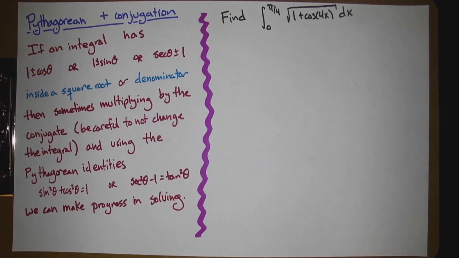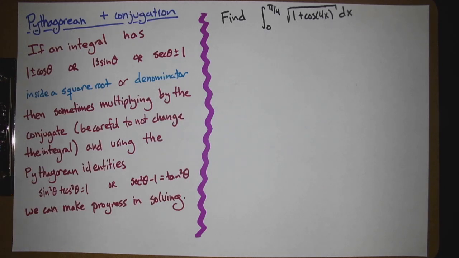If an integral has something in the form 1 plus or minus cosine, 1 plus or minus sine, secant theta plus or minus 1, in a pesky place, something annoying, so inside a square root or inside the denominator, then we can use multiplying by the conjugate to help us simplify it. In particular, we can help get things outside of a square root, or we can help make the plus or minus that's in the denominator go away.